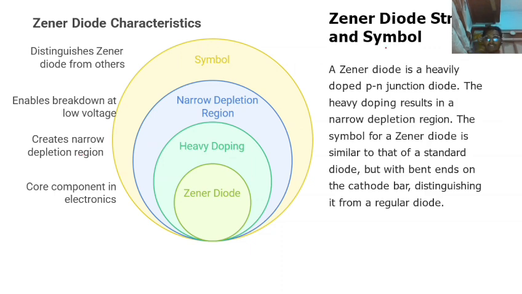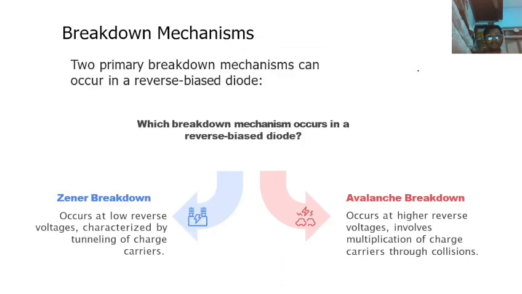Zener diode structure and symbol. A Zener diode is a heavily doped p-n junction diode, and heavy doping results in a narrow depletion region. The symbol of the Zener diode is similar to the standard diode, but the cathode bar has bent ends, unlike a regular diode. If you see the Zener diode and the regular diode, both are the same, but the difference is at the cathode, where the Zener diode has bent ends.